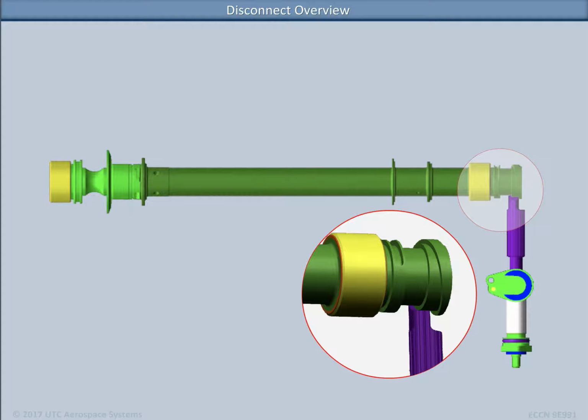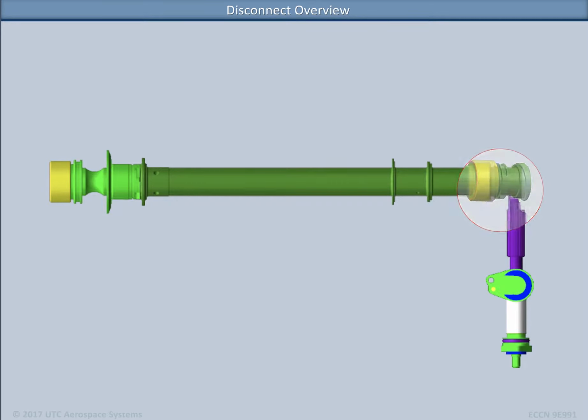As you can see in the close-up view, the input shaft has a threaded end where the plunger makes contact. This will cause the input shaft to unscrew itself as it rotates. Now, let's watch the disconnect process occur in slow motion.